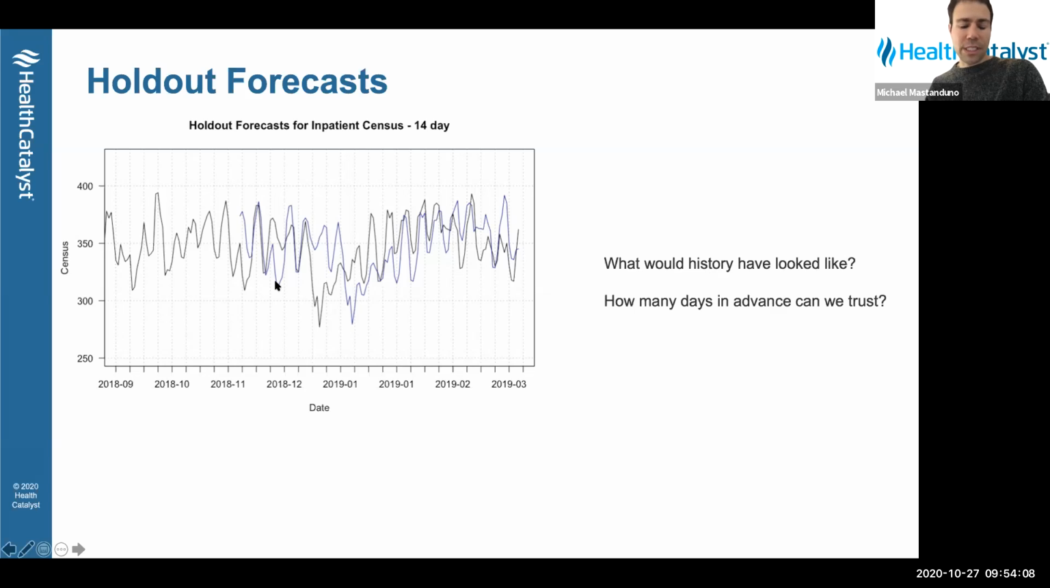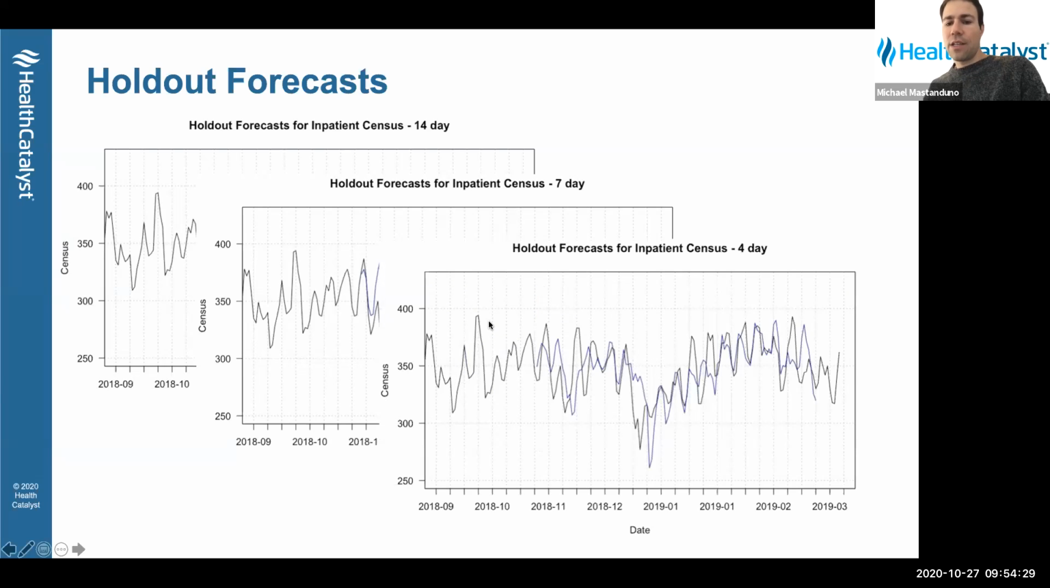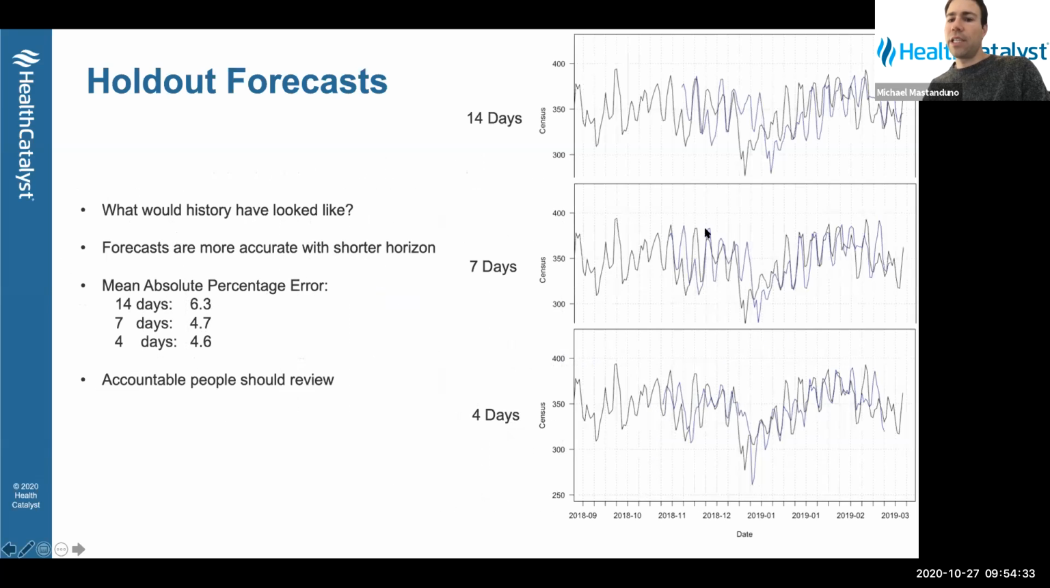So this also helps us address the question of how many days in advance we can trust this forecast. Looking at this, this is the 14 days in advance graph. If we were to look at 7 days in advance, we still see some misses. We still see some hits. Here's a big miss, and here's a series where it hits pretty well. Then we can look at 4 days, and we can actually quantify that. So again, here's 14, 7, and 4, so you can compare.